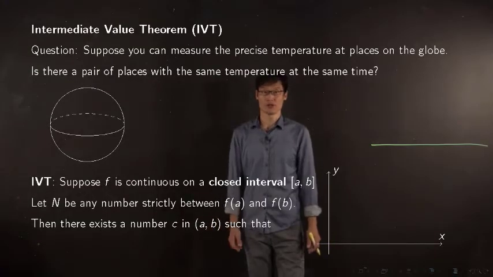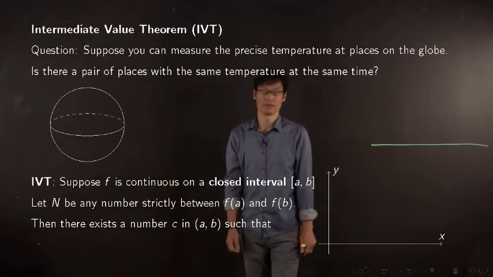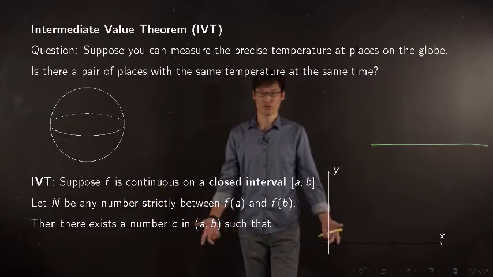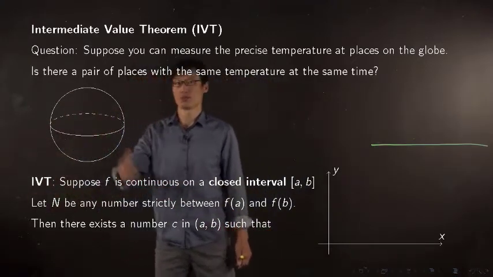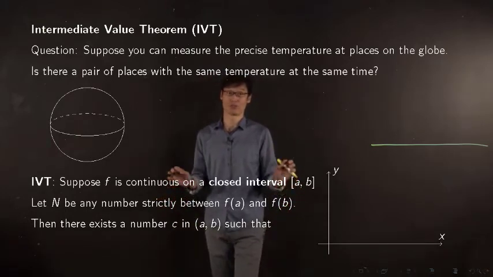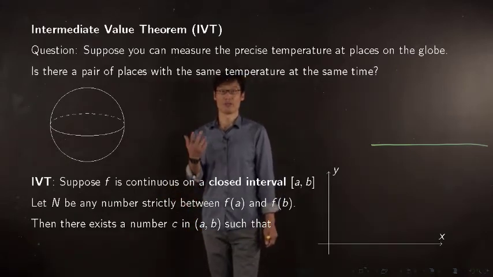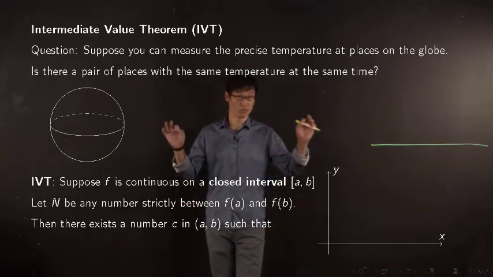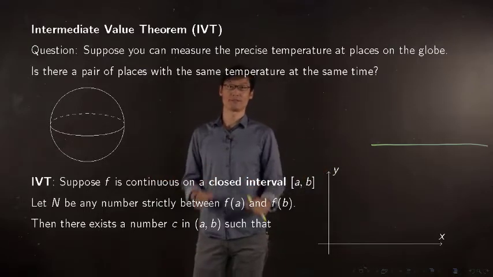The last topic is intermediate value theorem. Before stating the theorem here, let me start with quite an interesting question. So this is the globe. Suppose we can measure precise temperature at places on the globe. The question is, can you find a pair of places with the same temperature at the same time? Can you pick two places with precisely the same temperature at the moment?